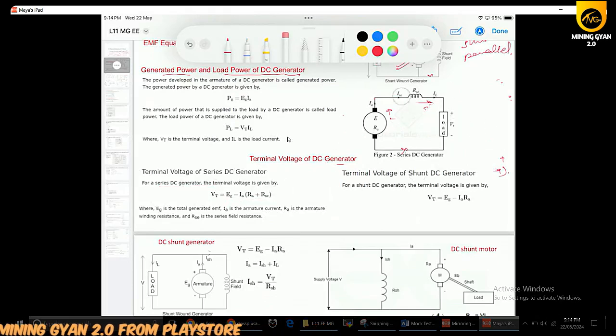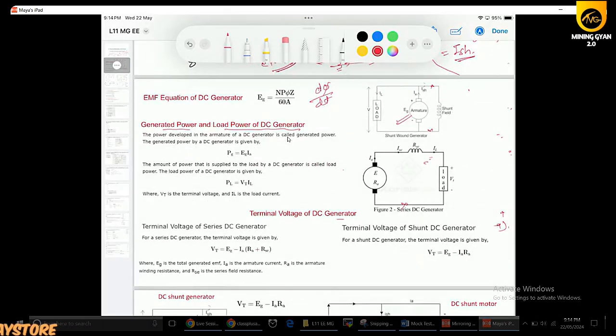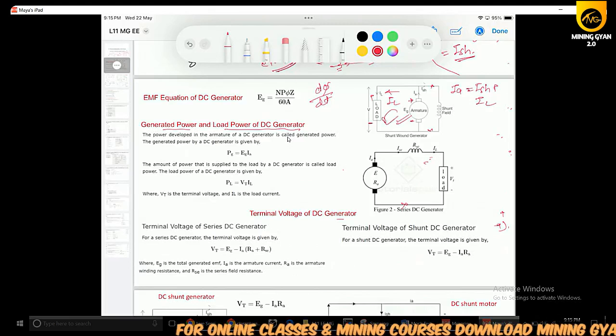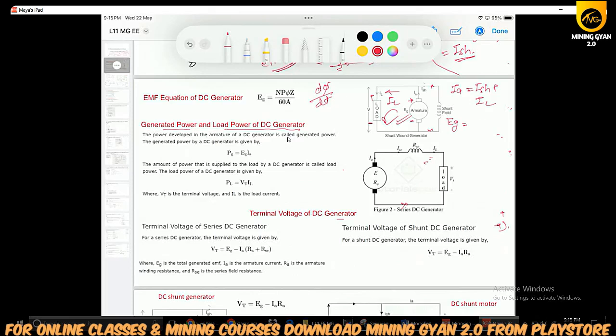But in case of a shunt generator, how do we apply the KVL equation? In a shunt generator, this is the voltage induced across the armature winding, and the total current I_A equals I_SH plus I_L. I_L is flowing in this direction, so this will be plus and this will be minus. In this loop, if we apply the KVL equation, then E_G equals I_L into V_T. But if we have the armature resistance here, remember that it will always be in series with the armature of the generator.